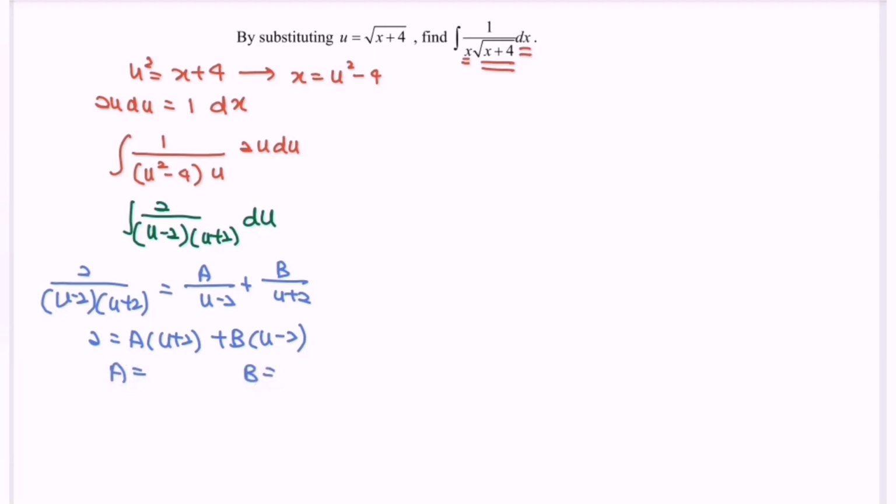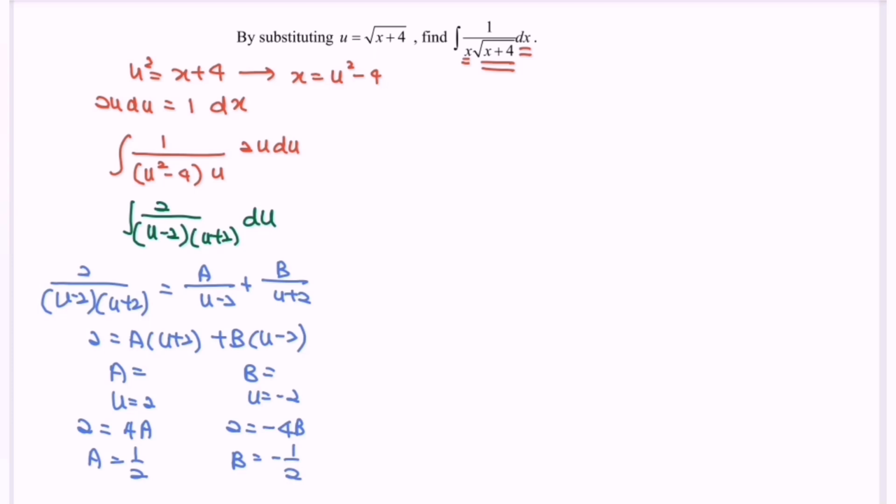In order to find A, u must equal 2. In order to find B, u must equal negative 2. So 2 equals 4A, so A will equal 1 over 2. Next, if u equals negative 2, we have 2 equals negative 4B. So B equals negative 1 over 2.